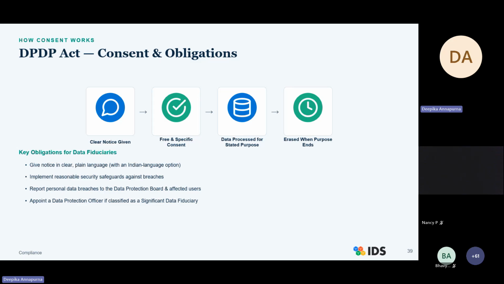That means the individual should clearly understand what information is being collected by the organization, why it is being collected, and how they are going to process it. The organization should also provide a clear and simple privacy notice to the individual. So both things should happen: a clear notice should be given, free and specific consent should be given before processing the data, and the data erased when the purpose ends. Once the purpose has been served, we should erase the data.